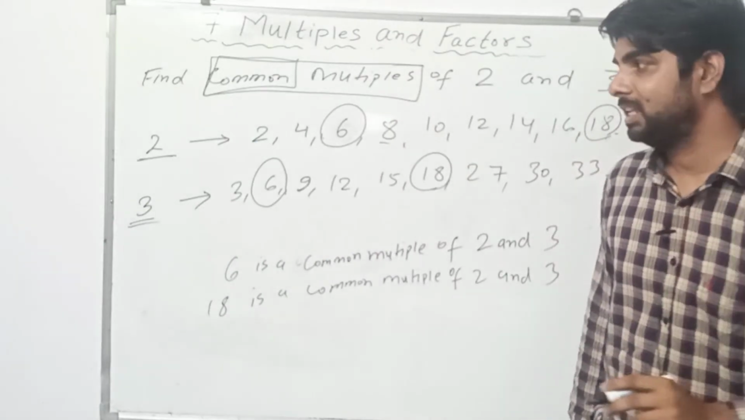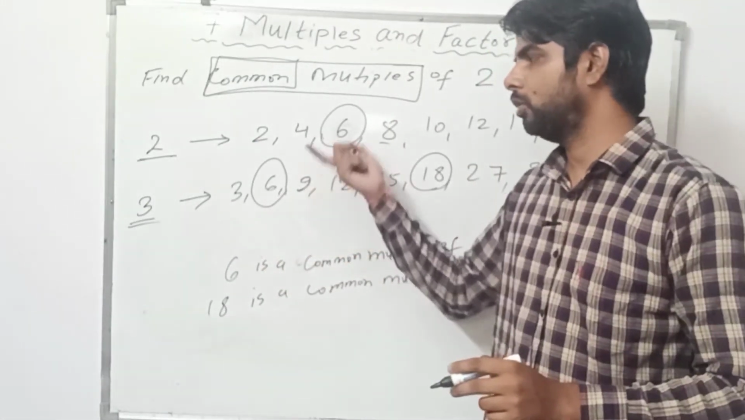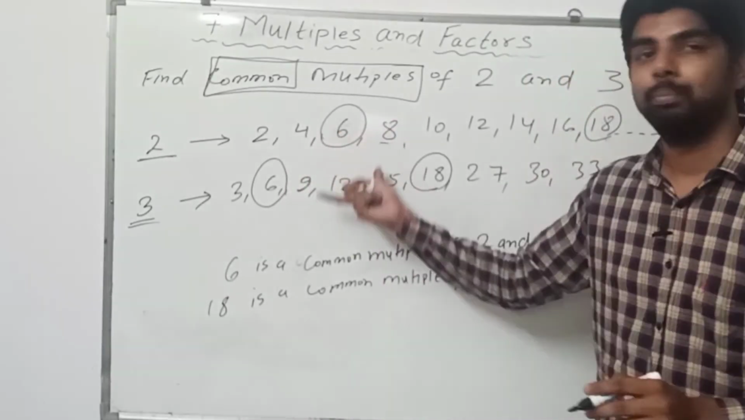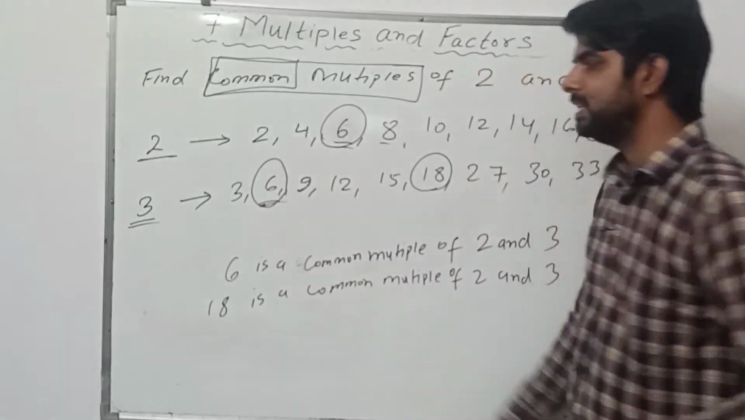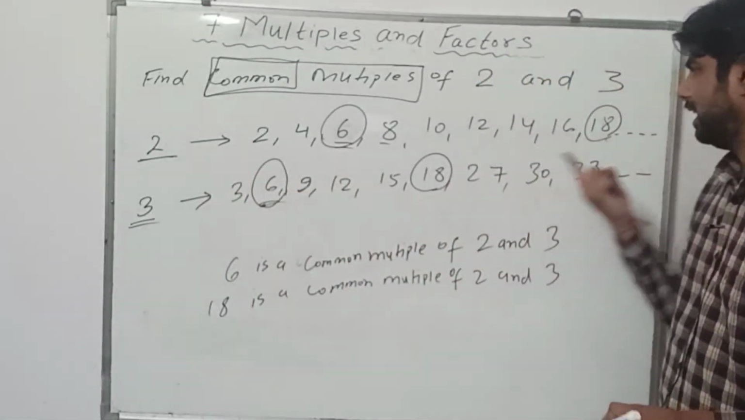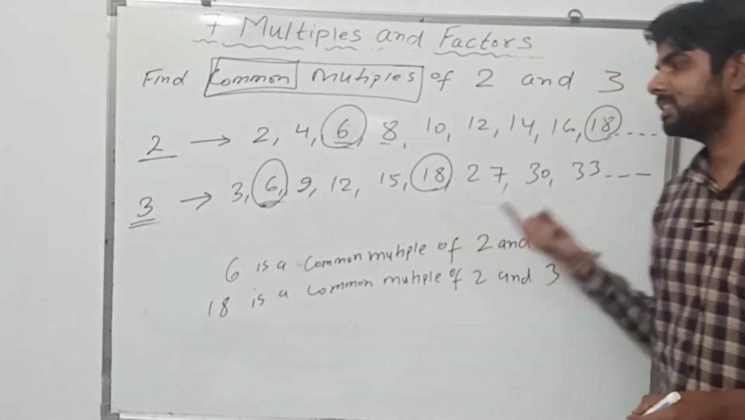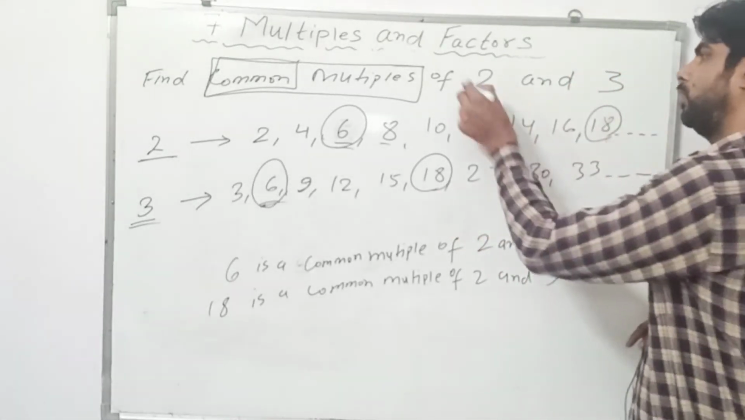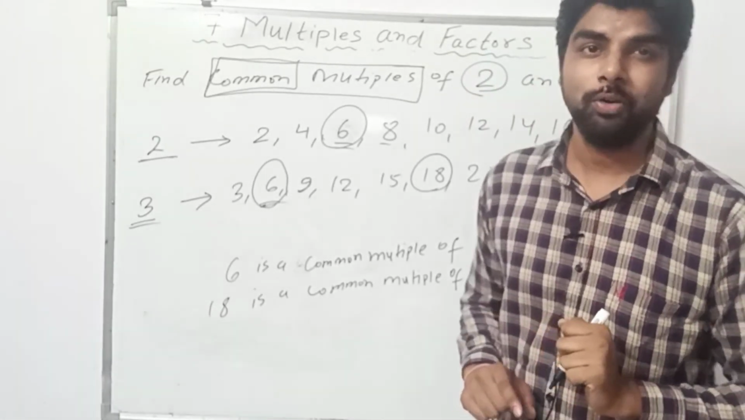Okay, it is very easy. You only have to write the tables of both the numbers and find out which numbers are in both tables. Here 6 is there and 6 is also there, which means 6 is a common multiple of 2 and 3. 18 is in the table of 2, and 18 is also in the table of 3. That means 18 is also a common multiple of 2 and 3. So this is how we can find out common multiples.